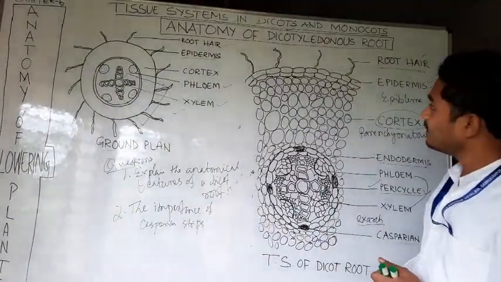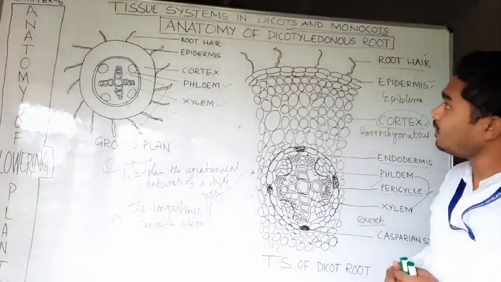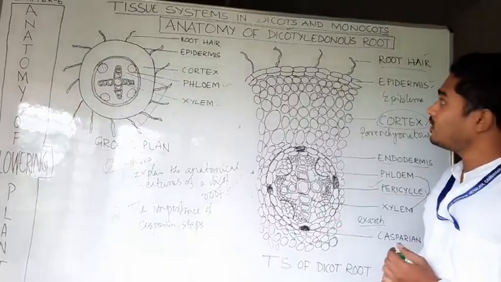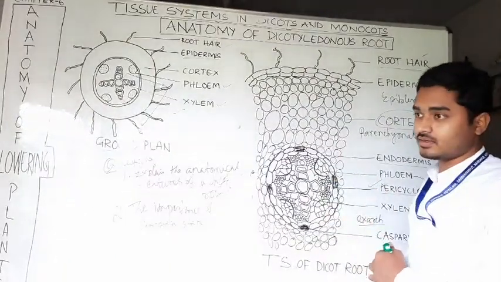In the next class we will try to understand the anatomy of the monocot root and how these monocot and dicot roots differ in their structure and along with their function. Thank you.